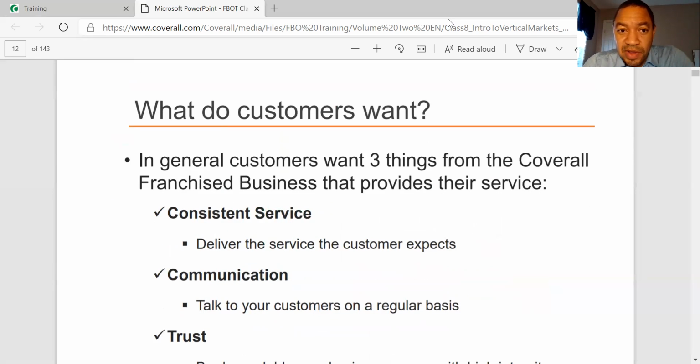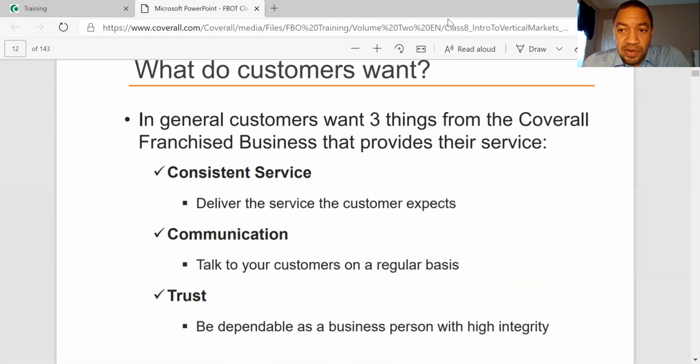franchise business. So, what do customers actually want? In general, customers want three things from the Coverall franchise business that provides their service. The most important thing is consistent service. They want somebody who's going to do the same thing over and over repeatedly and delivers the service that the customer actually expects. Communication is the second thing. They want the ability to talk to you on a regular basis. So they don't want to search for you and go through emails trying to find you or texting you 12 days later. They want to be able to talk to somebody about their cleaning needs because it's very important to them. That's the reason why they hired you in the first place and you're there in their facility.